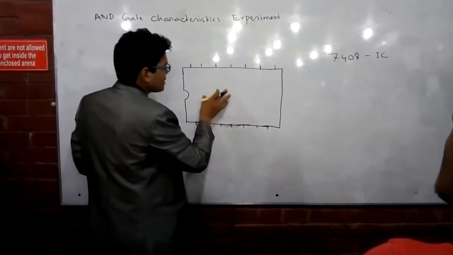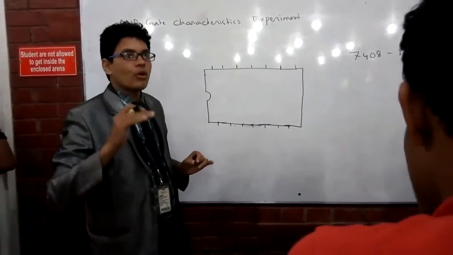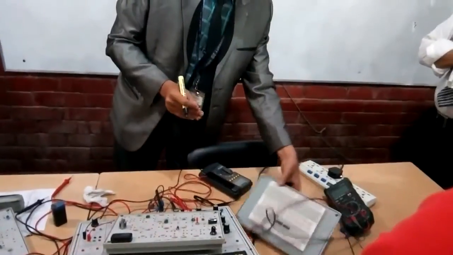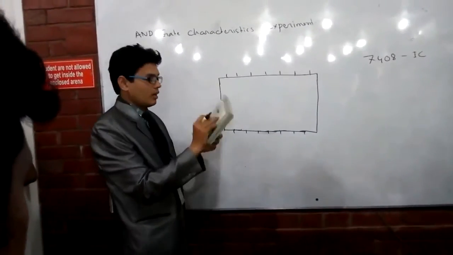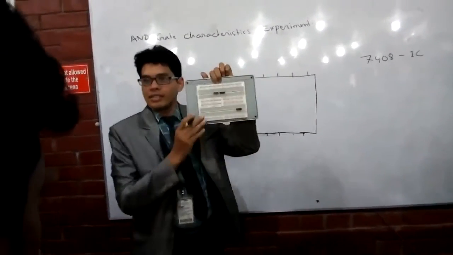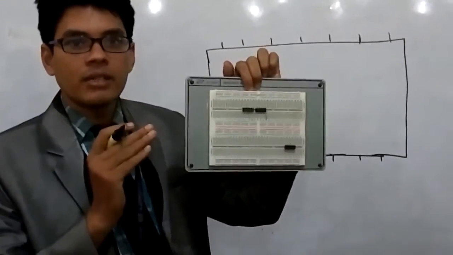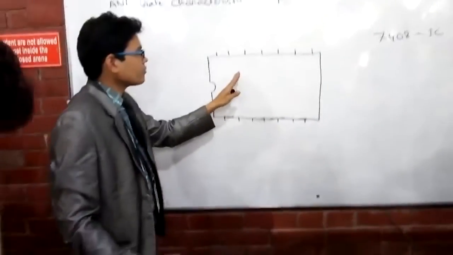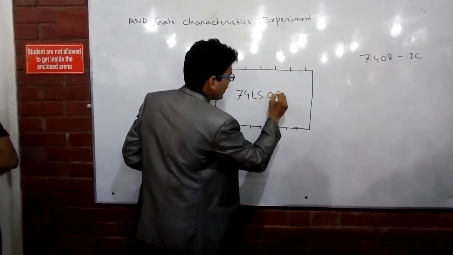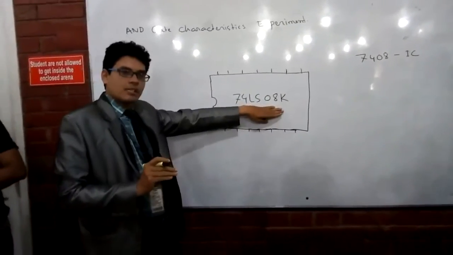There are different IC numbers for different gates, different logic operators. For OR there is another number, but they look the same. Can you see there are 3 different ICs on the board? Each IC looks the same, but their operation, the way they function, is different. So every IC has a number like this: 74LS08, maybe another number K. So it is written like this.